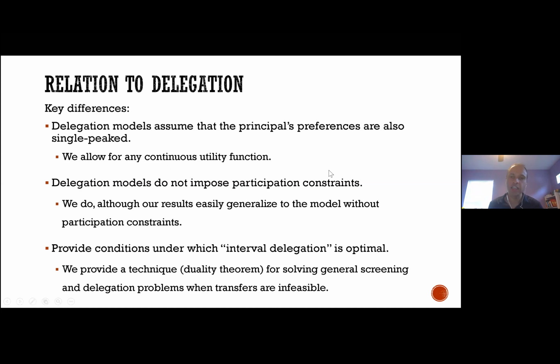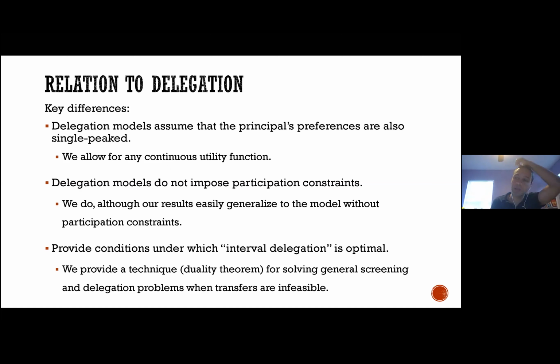Next, the delegation models typically do not impose participation constraints on the agent, right? The idea is that the principal is going to delegate a set of actions and the agent must choose amongst those delegated actions. The agent cannot say, I don't want to do it, right? Whereas in my case, I'm imposing participation constraints.